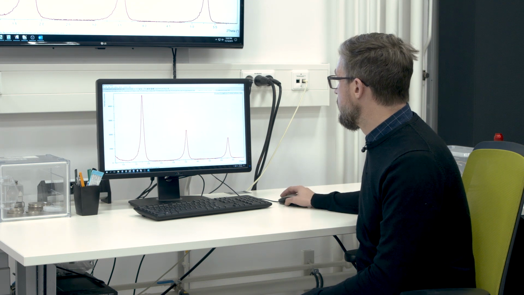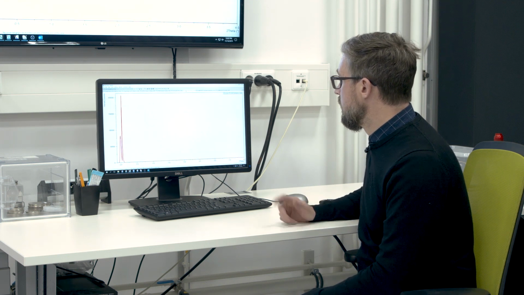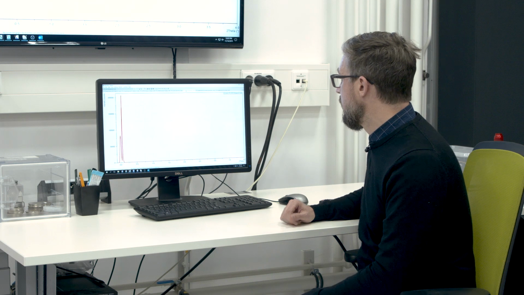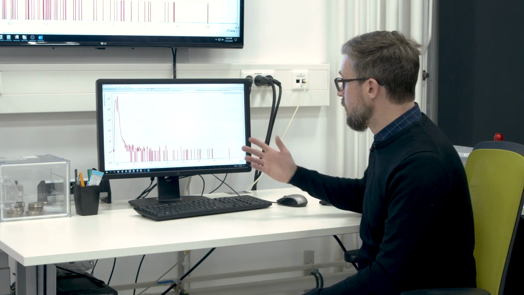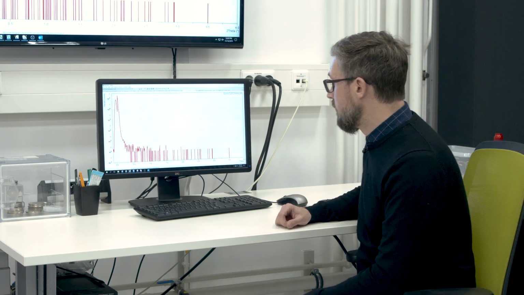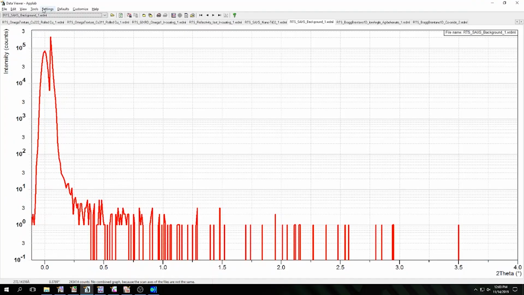So the next data that I want to discuss is the small angle X-ray scattering data. And I want to start with the background measurement, for which I will switch to a logarithmic scale. And you see here, this is the remnant of the direct beam, where the attenuator was switched off. And you see that there is almost no background coming from the sample holder itself and from the beam path.